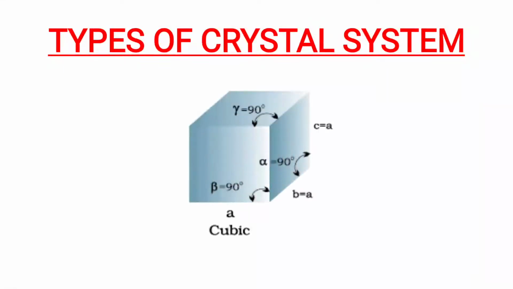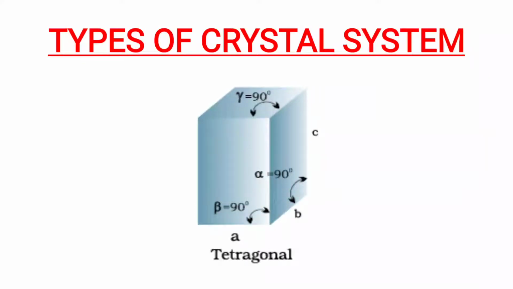Now, it's time to have a look at each of these systems. To begin with, we have a cubic system where a, b and c are equal to one another, they are of the same length. Alpha, beta, gamma are equal to 90 degrees. Cubic is the first crystal system. The second type is a tetragonal system where we can see that a and b are equal to one another, but they are not equal to c. Alpha, beta and gamma are however equal to 90 degrees.